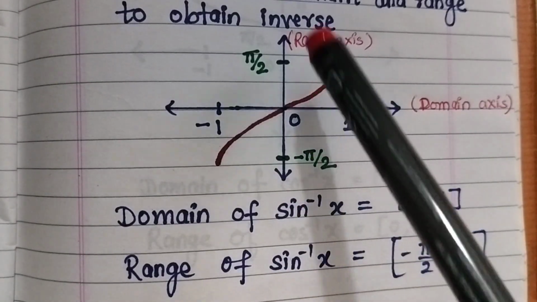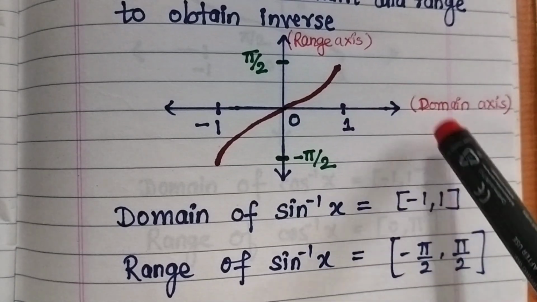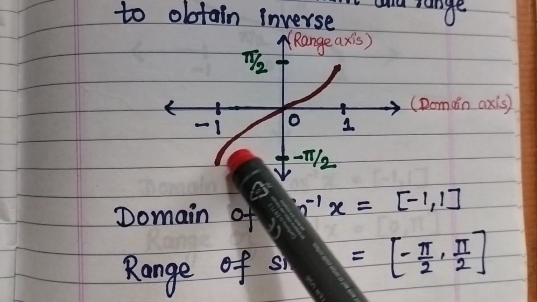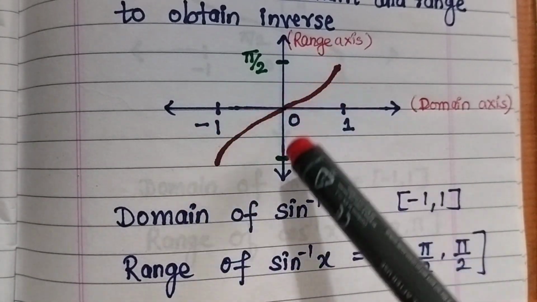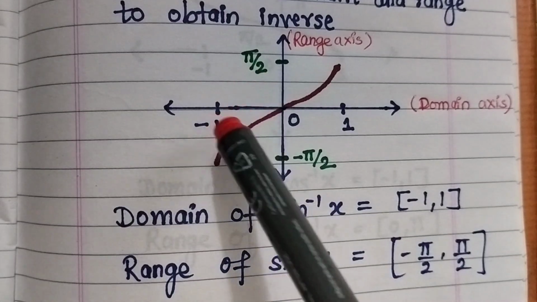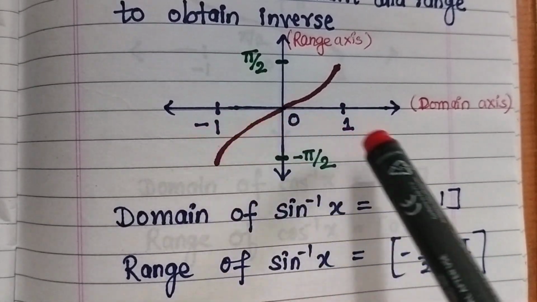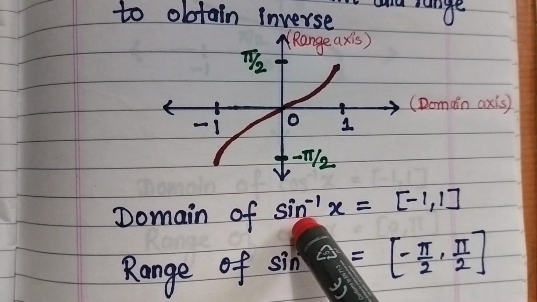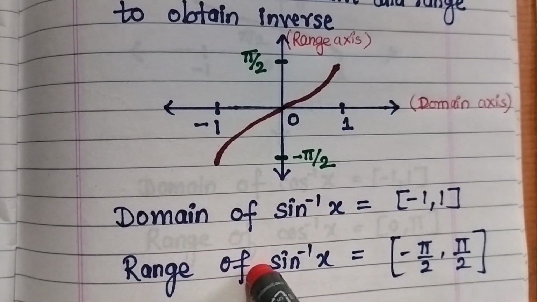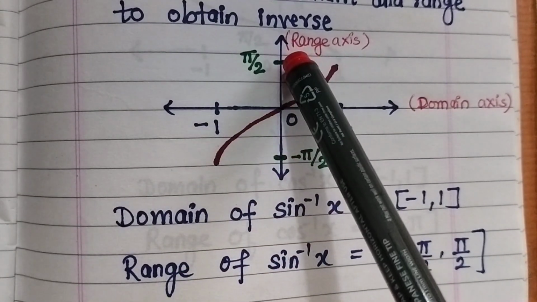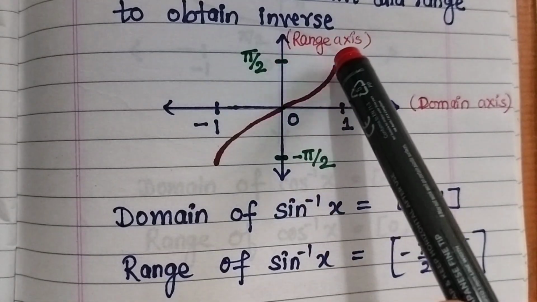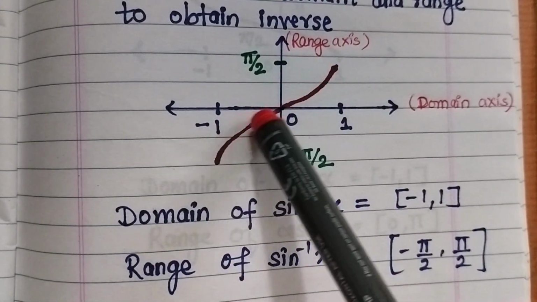Let's see this. When we take the range and domain of the principal value branch, it will look like that. Now in our inverse function, the domain is restricted. The domain is from -1 to 1. This is for sine inverse x, and the range of this becomes minus pi by 2 to pi by 2, because we want only that part, that principal branch.